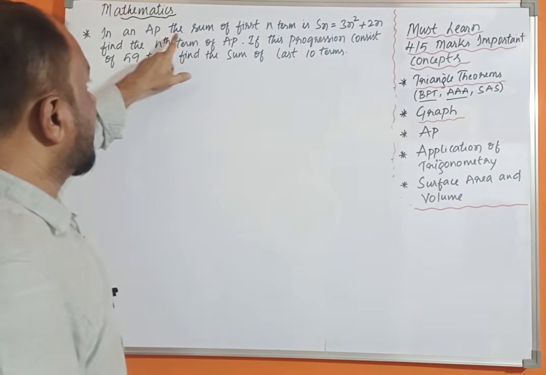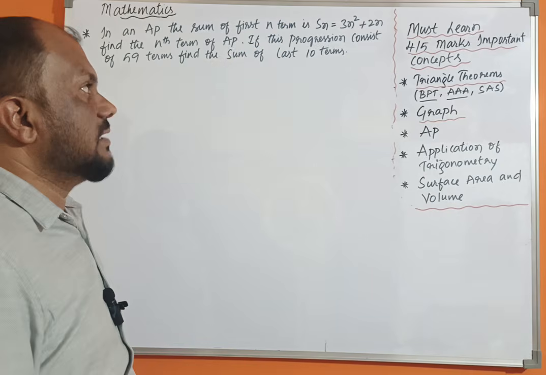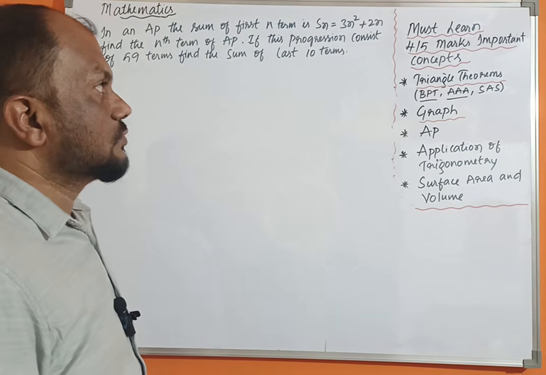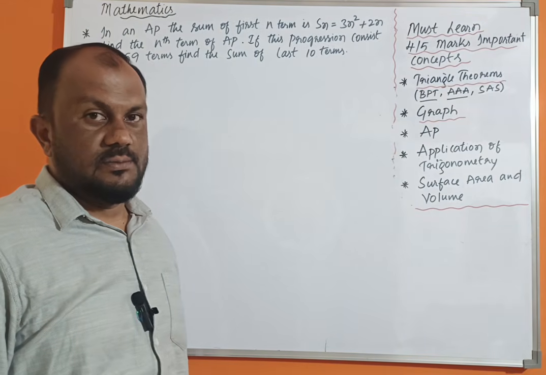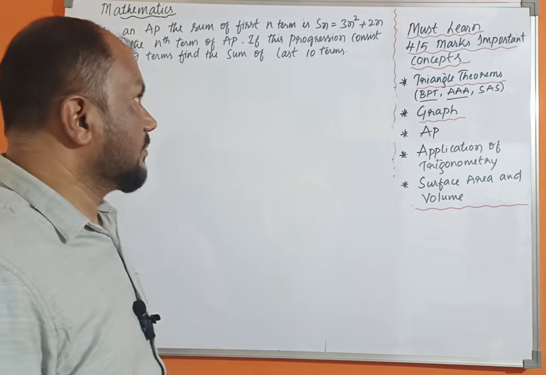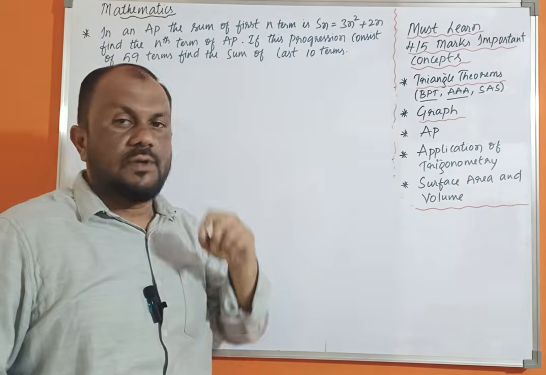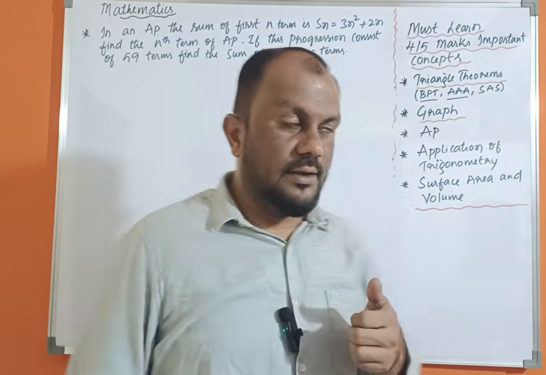So here, in an AP, the sum of the first n terms, Sn, is equal to 3n square plus 2n. What is given here? The sum of n terms, Sn, is equal to 3n square plus 2n. Find the nth term of the AP. We need to find An. So first we need to find An.